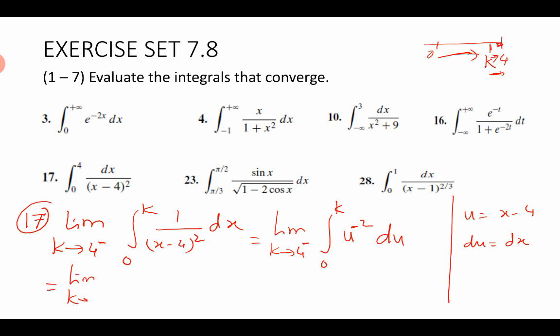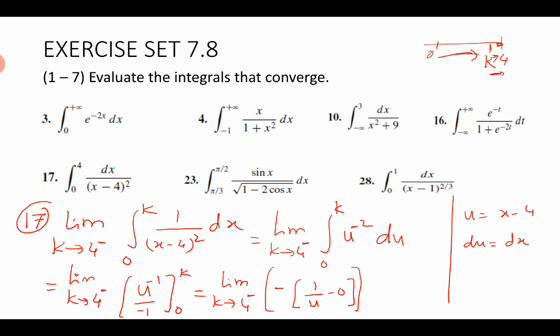Limit k approaches 4 from the left side direction. Integration of this one is u raised to negative 1 over negative 1 from 0 to k, and limit k approaches 4 from the left direction. You will get it. The negative is outside. So 1 over u. 1 over u minus 0, isn't it?